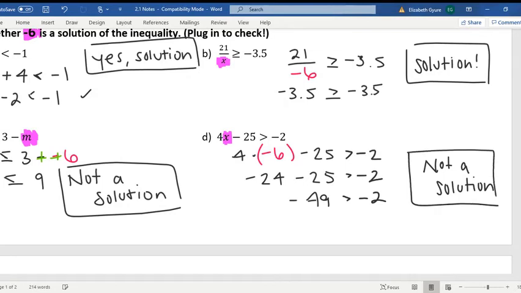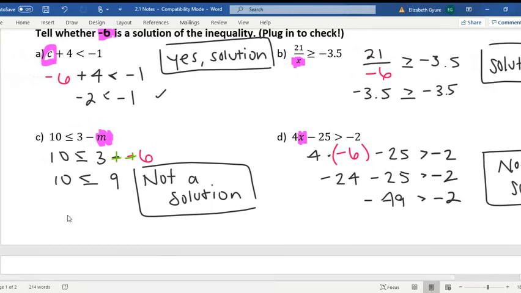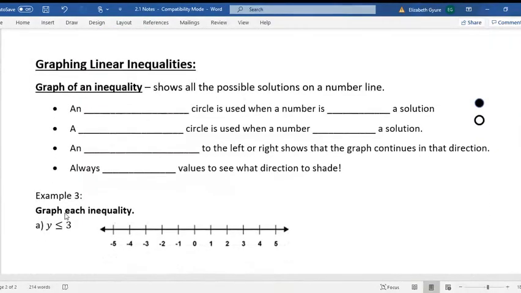Okay, good. Any questions on how to test that? No? Okay. All right, on to the next slide. Graphing linear inequalities. The graph of an inequality shows all the possible solutions on a number line. So you'll have some kind of number line. You'll have numbers on it, obviously. That's what makes it a number line, right? And what's going to happen is you're going to have to decide what kind of circle you want. Sometimes you'll have a closed circle. Sometimes you'll have an open circle. And then you'll shade to one side or the other. And I'll show you how to figure that out in a second.